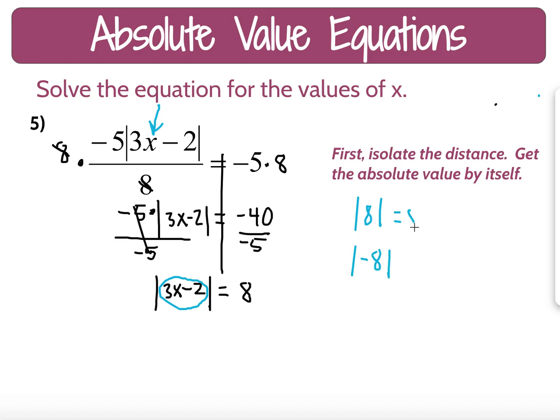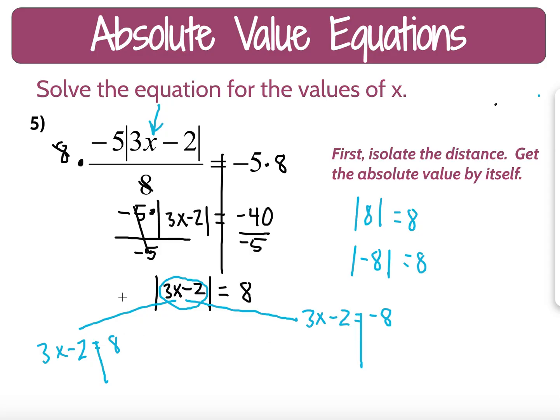Both of those would make it true because both of them have a distance equal to 8 units away from 0. So pull it out twice. Don't skip this step. Actually show your work. 3x minus 2, and then set it equal to 8. And then over here we want 3x minus 2 again. And now here we're going to say the other solution would be -8. So you have 2 equations to solve. And these will give you your 2 solutions.